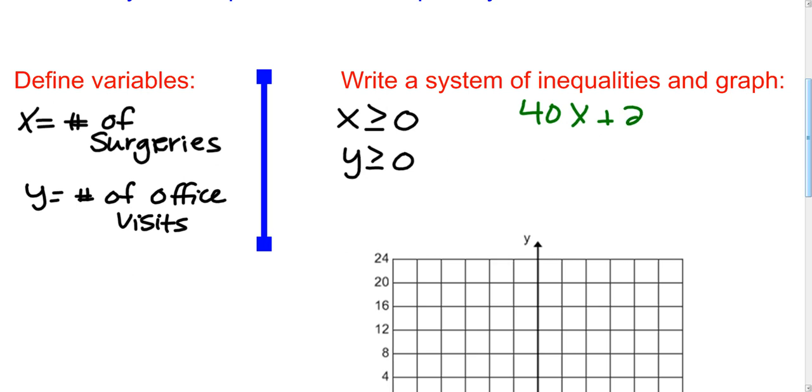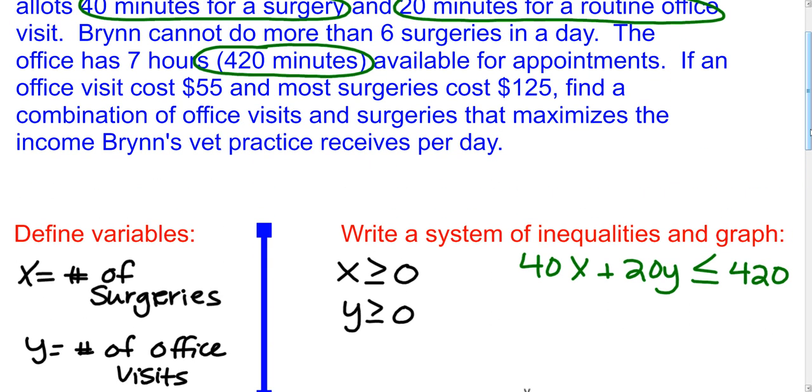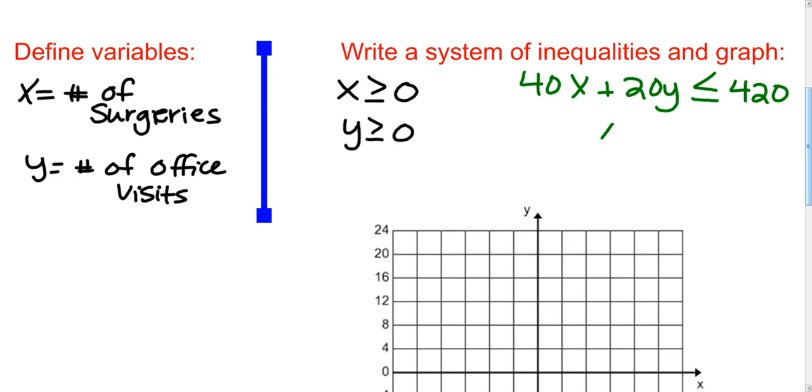40x plus 20y, so 40 minutes for every surgery, 20 minutes for every office visit. All of that put together better be less than 420 minutes because that's all she has to work. Okay, and then it also says that she can't do more than 6 surgeries in a day. So her surgeries, which we called x, has to be less than or equal to 6.